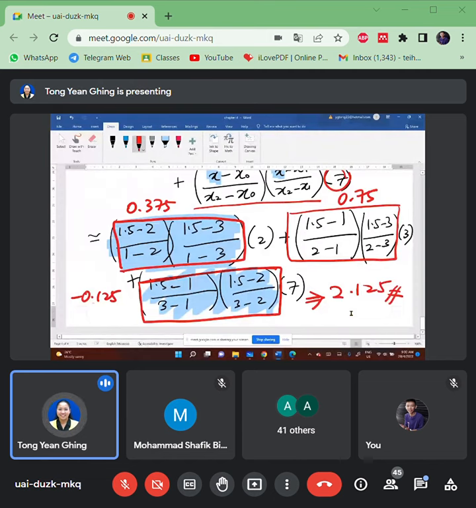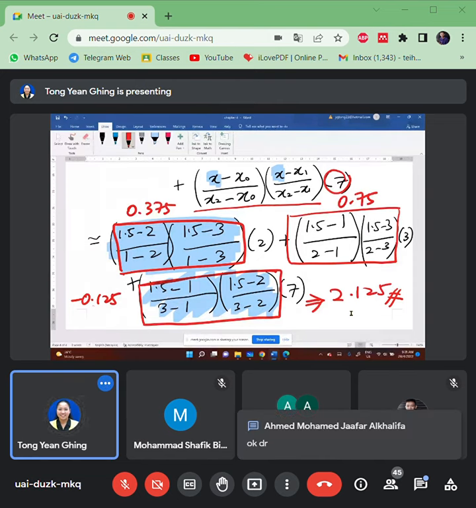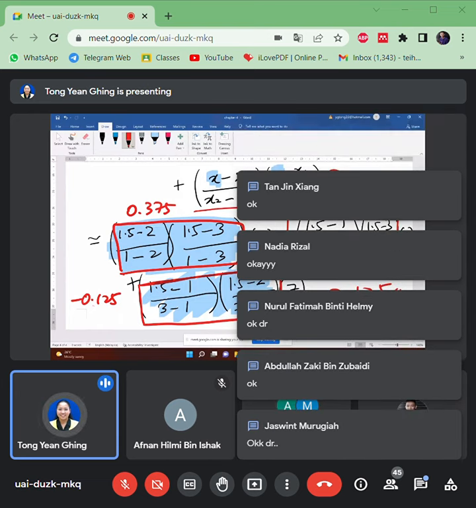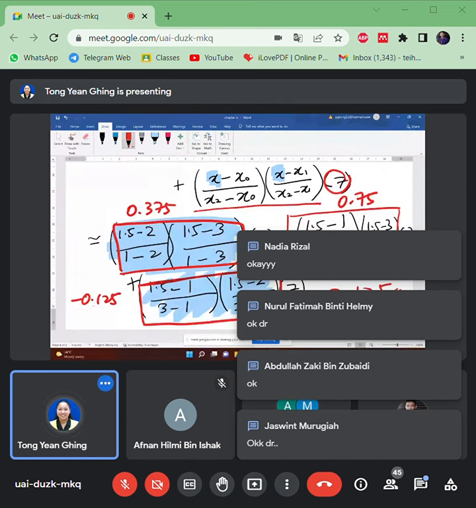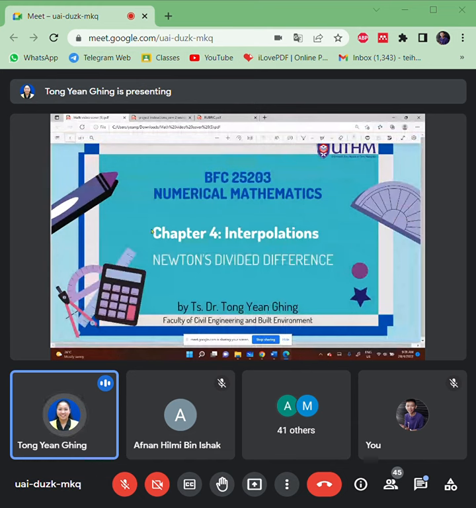Okay. Okay or not? If let's say we go to another method, okay or not? Can we continue with the other method, Newton divided difference? Only Auni says okay, others just keep quiet. I don't know whether you are okay or not. Okay, doctor. Okay. Now we go to chapter 4, Newton divided difference, okay? So the second method of interpolation.